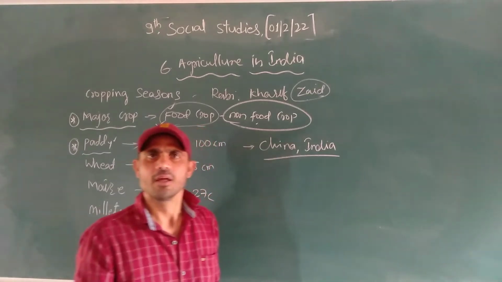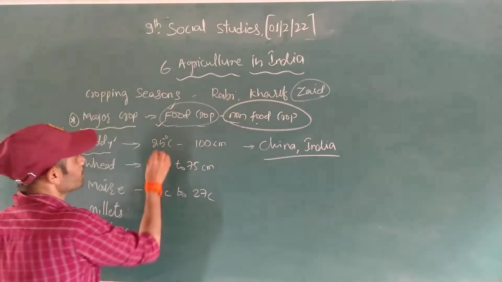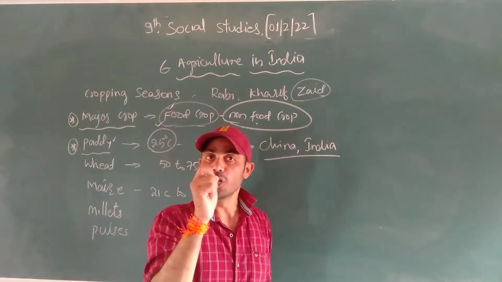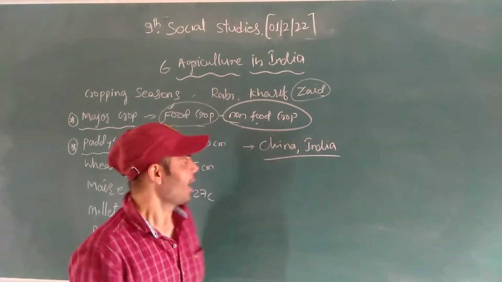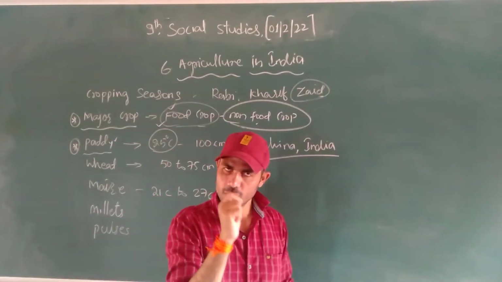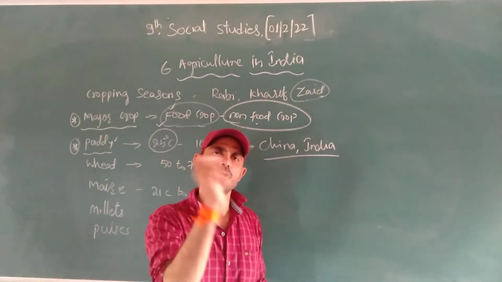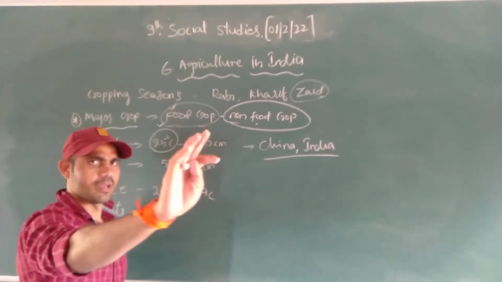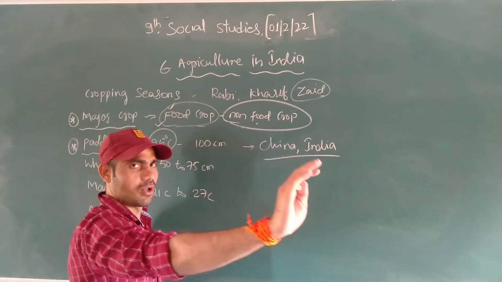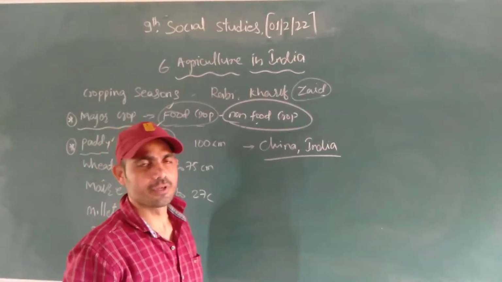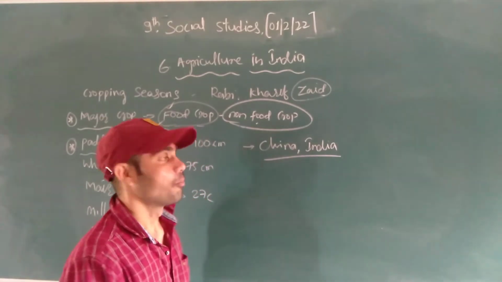If you want to grow paddy, you need 25 degrees Celsius temperature. And to grow this crop, we need red soil, not the kind where maize or black soil crops grow. Red soil is perfectly suitable for the crop of paddy, right?